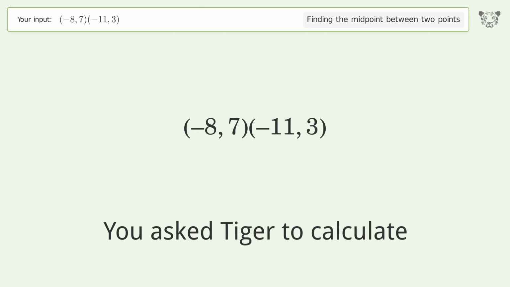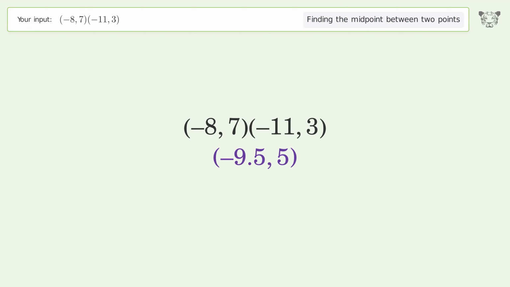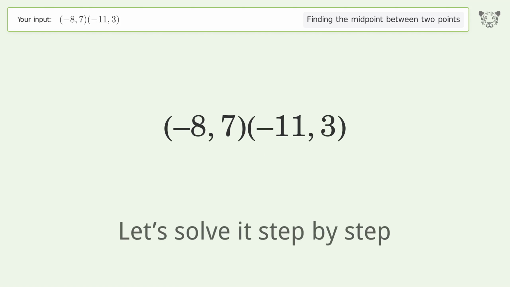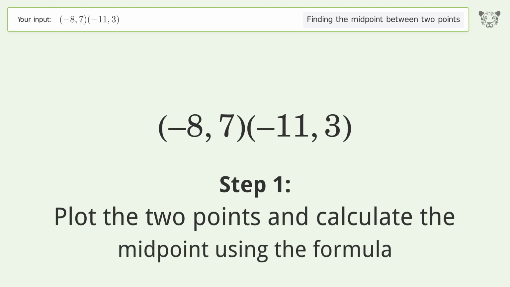You ask Tiger to calculate. This deals with finding the midpoint between 2 points. The midpoint between the 2 points is negative 9.5, 5. Let's solve it step by step. Plot the 2 points and calculate the midpoint using the formula.